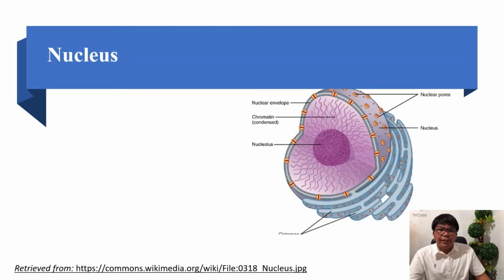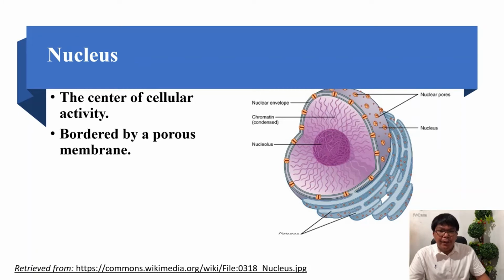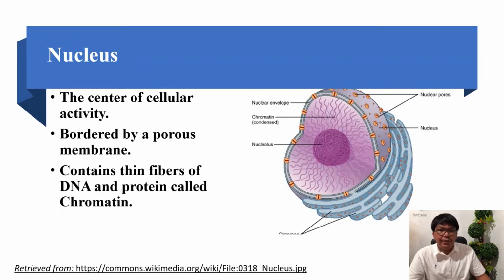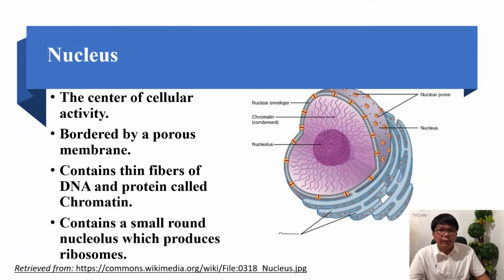Nucleus is the center of cellular activity. It is bordered by a porous membrane. It contains thin fibers of DNA and protein called chromatin, and it contains a small round nucleolus which produces ribosomes.